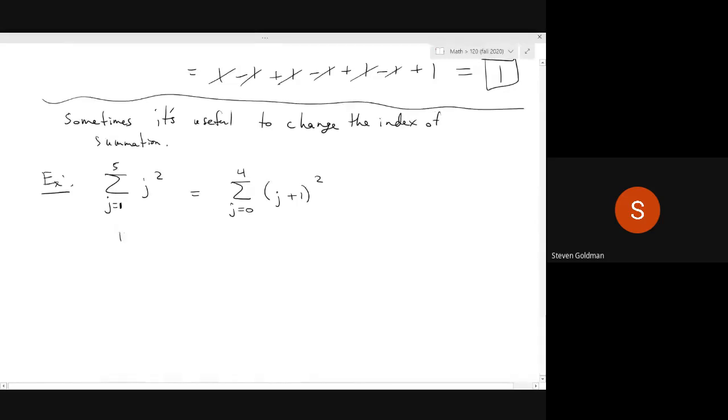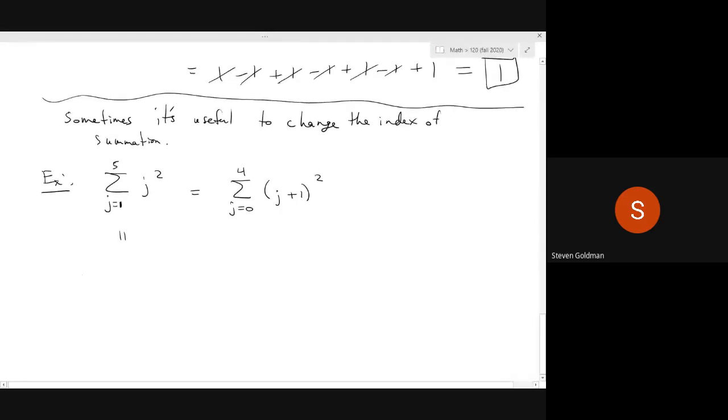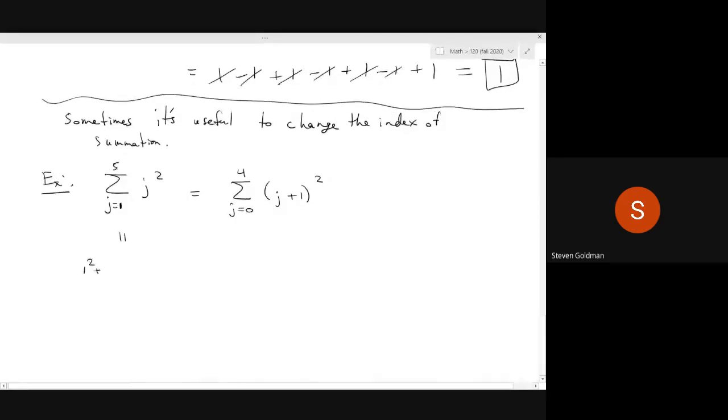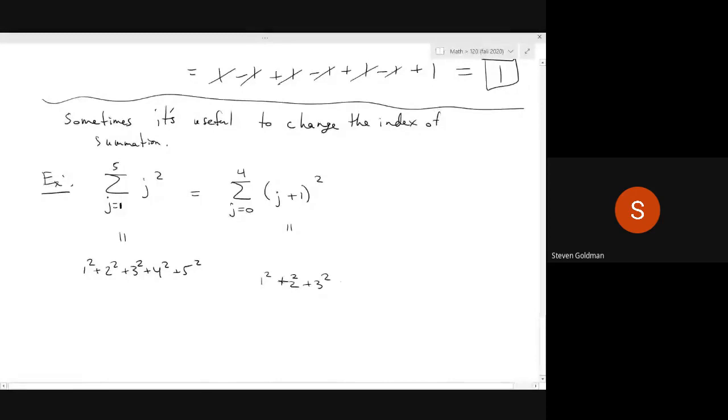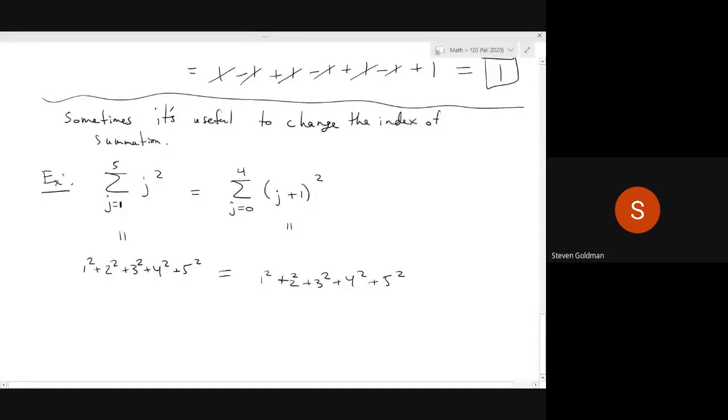Okay, so if you look at this sum here, it starts with plugging in 1 for j. You would get 1 squared plus 2 squared plus 3 squared plus 4 squared plus 5 squared. And here, if I start by plugging in 0 for j, I get 0 plus 1, which is 1 squared, plus 2 squared plus 3 squared plus 4 squared plus 5 squared. Okay, so you see that they're equal.